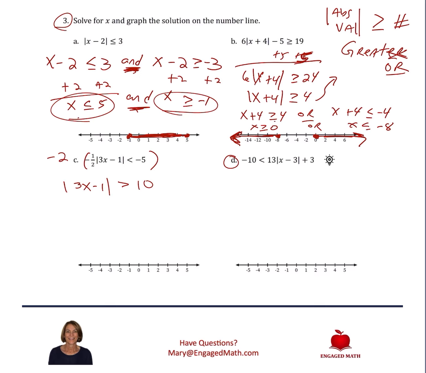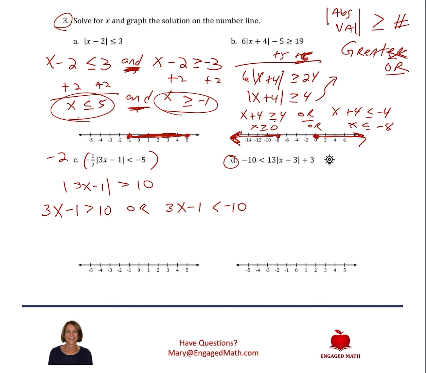So now it's a greater than. We always determine whether it's an and or an or once we have the absolute value isolated on the left, which we do now, and it's a greater than sign, so it's an or. So we're going to basically just say 3x minus 1 is greater than 10, or 3x minus 1 is less than -10. Okay, that looks like a K, so I'm going to change that a little bit. 3x minus 1 is less than -10. Now it doesn't look so much like a K.